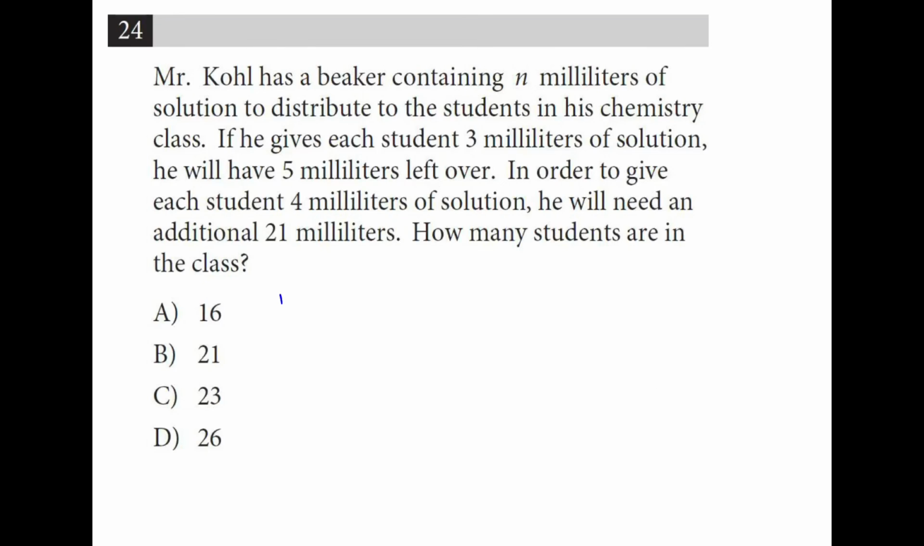So we're trying to find N, the amount of solution in a beaker. One way to describe it is 3 per student. I'm going to put X for student, plus 5 at the end. Another way to describe it is 4 per student, but we need 21 extra. So any way you do that, you can set these equal to each other, and if you move all the X's to the right and all the numbers to the left, you get 26.